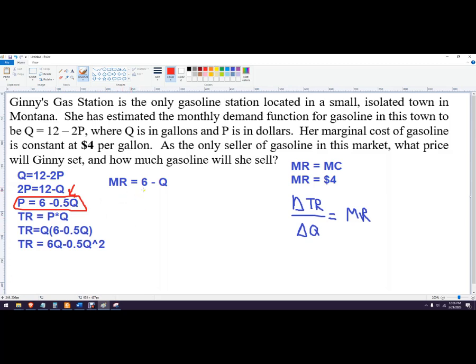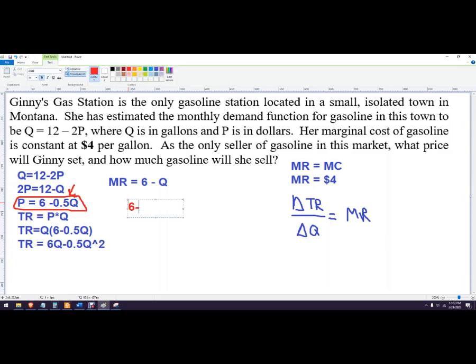So, okay, now I've just got marginal revenue, and I just need to set that equal to marginal cost. So it'd be 6 minus Q equals 4, and we're going to solve for Q. So this comes over here, and that makes it 2. And this is Q. So Q is 2. So now I know that's the profit maximizing quantity. I'm going to plug that in. You can either plug it into the inverse demand function, or you can plug it into the original function. Either way, solve for P.